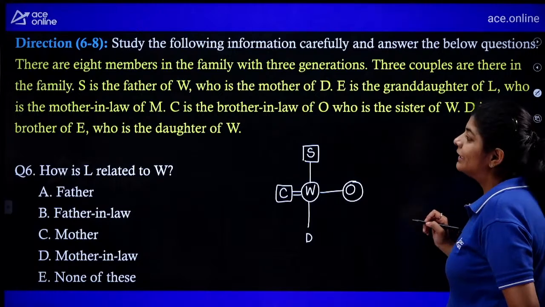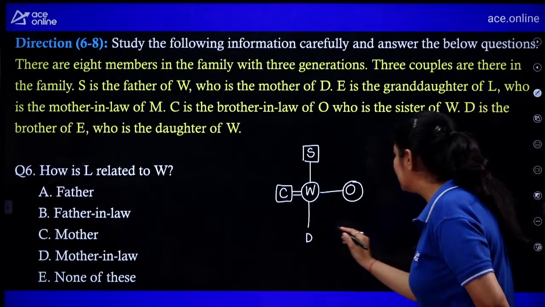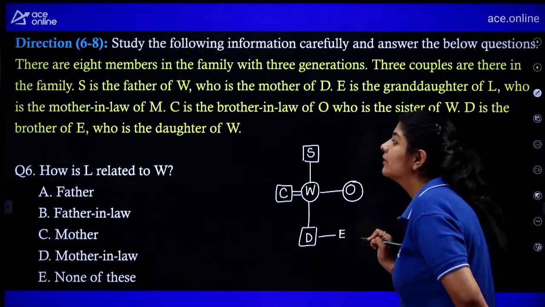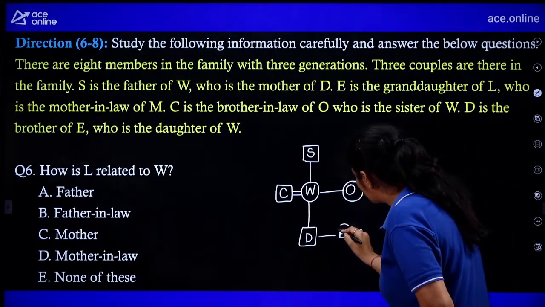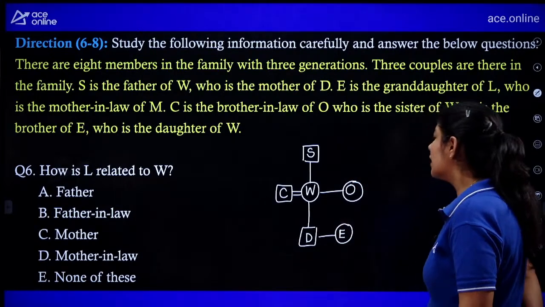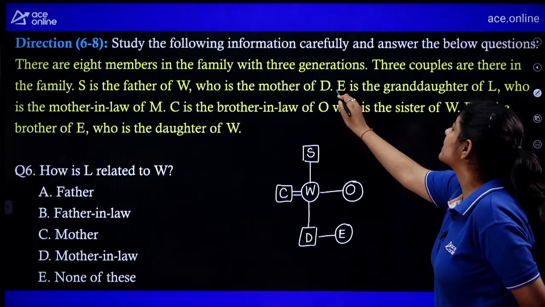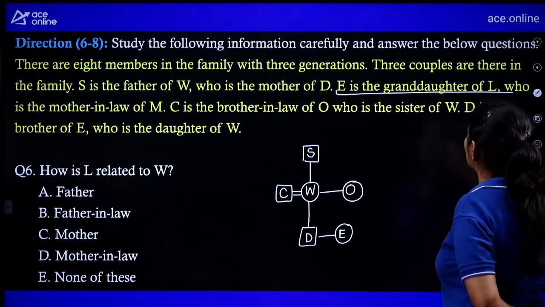Okay. D is a brother of E, who is a daughter of W. Who is a daughter of W, right? So right now we have this data and we need to draw this line as well, that E is a granddaughter of L.